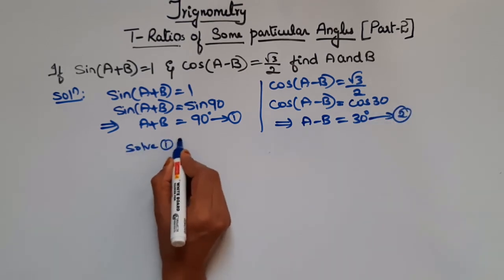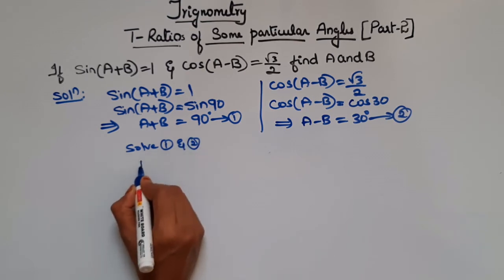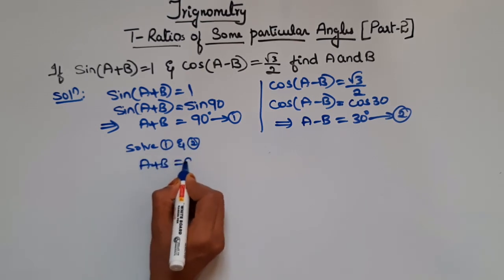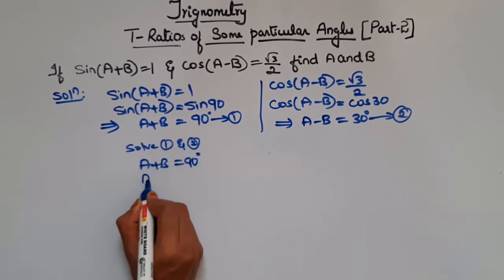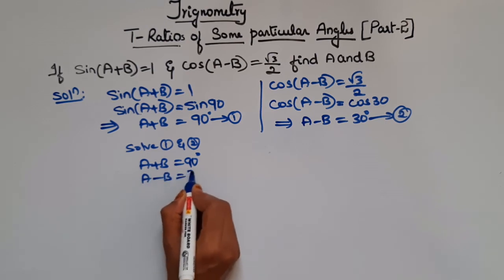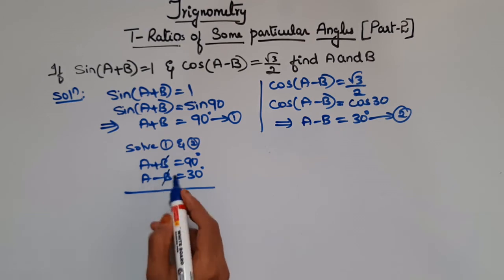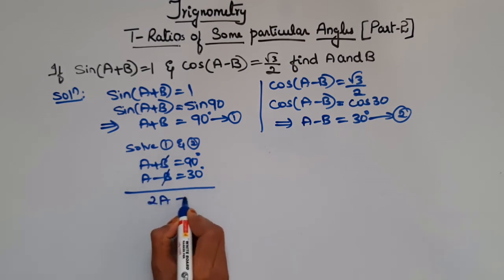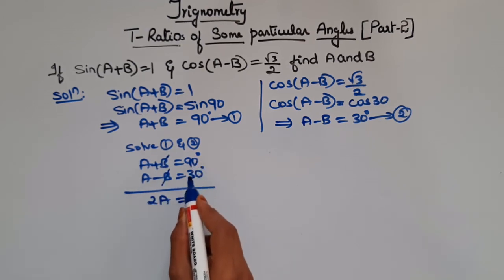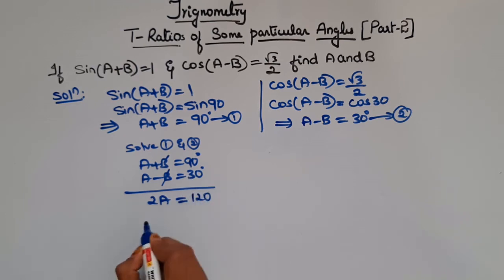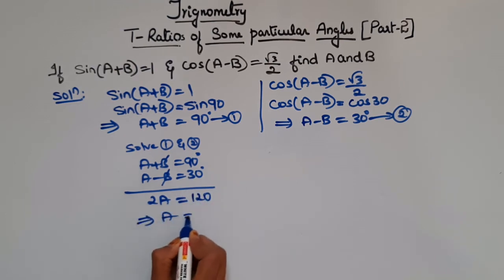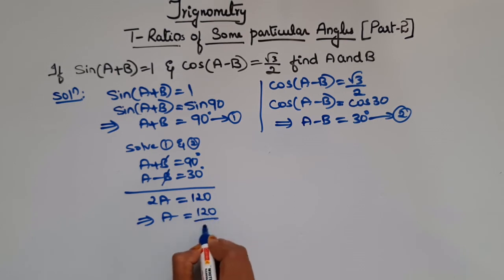Solve 1 and 2. We have a plus b is equal to 90 degree and a minus b is equal to 30 degree. When we add these two equations, b will get cancelled, right? So we have 2a is equal to 90 plus 30 is 120, which implies a is equal to 120 by 2. 2 1s are 2, 2 6s are 12, 0. So therefore your a is 60 degree, right?